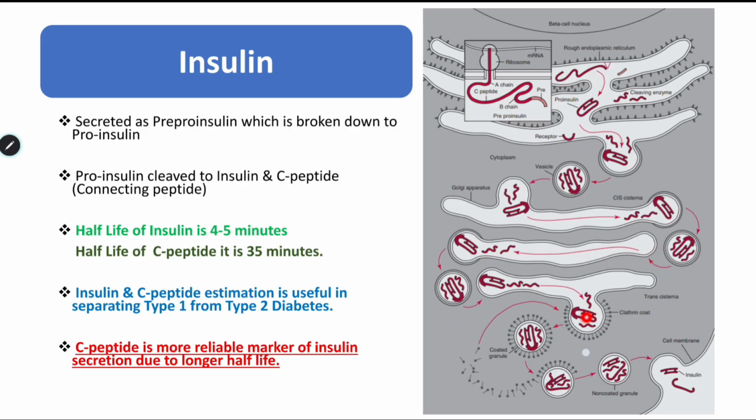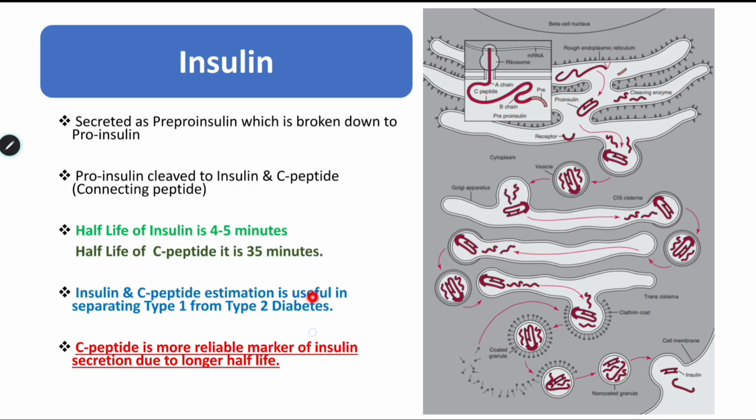about time for the insulin to be secreted out of the cell, it is packed from the Golgi into these transport vesicles, and in that it is cleaved into insulin and C peptide, and both insulin and C peptide are secreted together in the bloodstream. However, the difference is that the half-life of insulin is only 4 to 5 minutes, whereas the half-life of C peptide is 35 minutes. That means C peptide levels will remain elevated for a longer time after secretion. And that is why C peptide is a more reliable marker of insulin secretion due to its longer half-life.